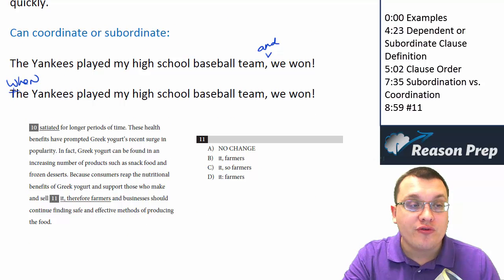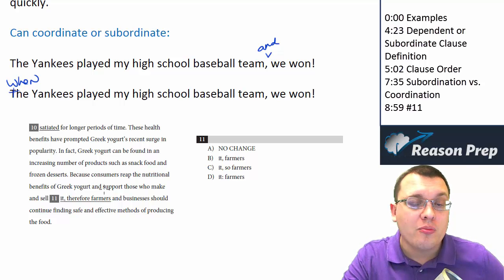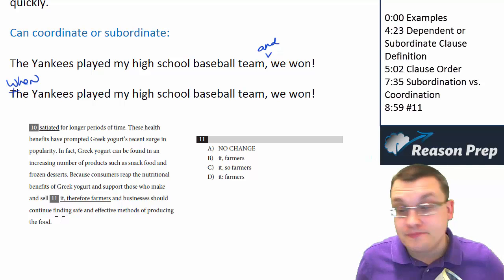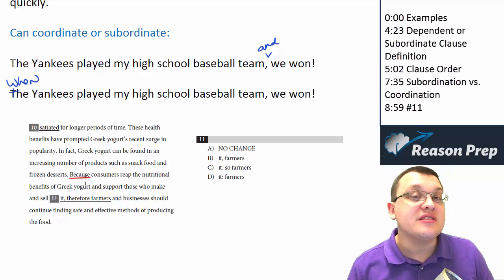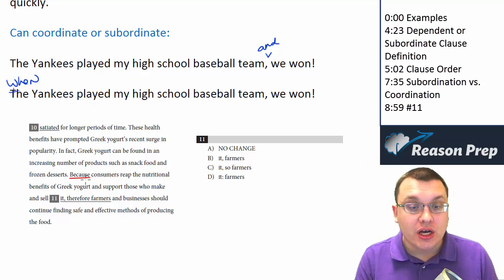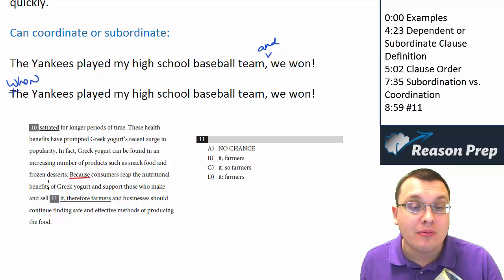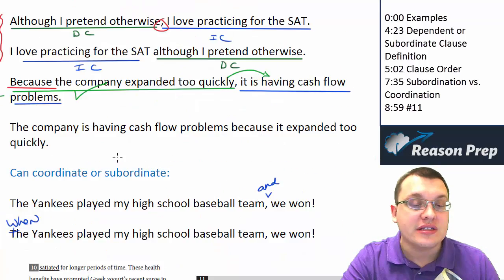Let's look at an example from test number 1. Because consumers reap the nutritional benefits of Greek yogurt and support those who make and sell it, therefore farmers and businesses should continue finding safe and effective methods of producing the food. So two things going on here. Remember, this starts with because, but that's okay if it's connected to a complete sentence, which it kind of is here, except for the problem that we have this word therefore. This is very similar to the sentence that we looked at here.